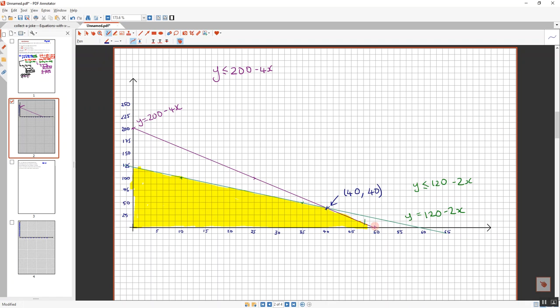We also have this point where the purple line intersects. Okay, what is this point here? 50, 0. Right, good, 50, 0. Good job. What is this point?